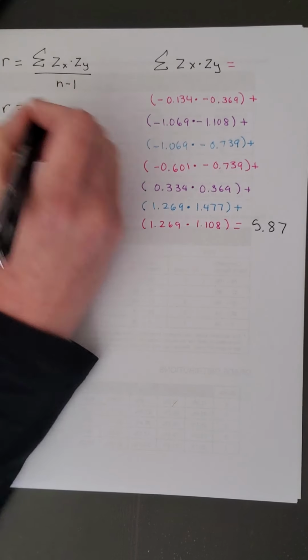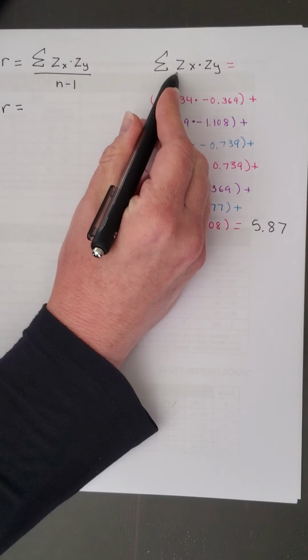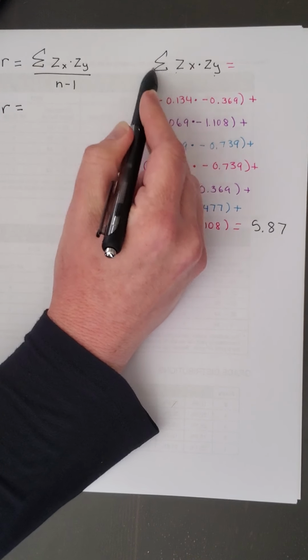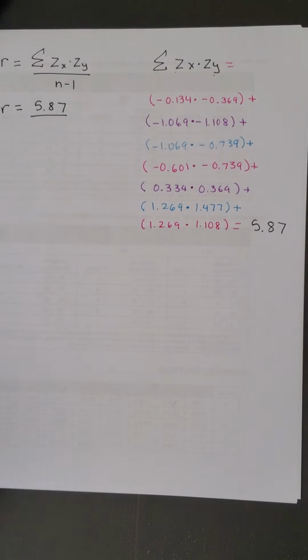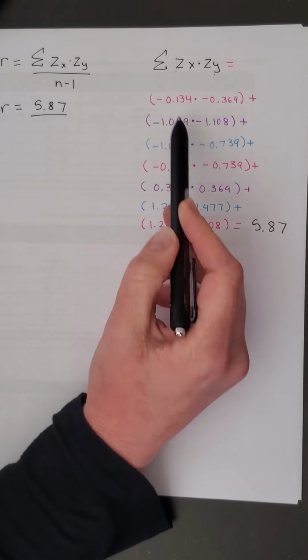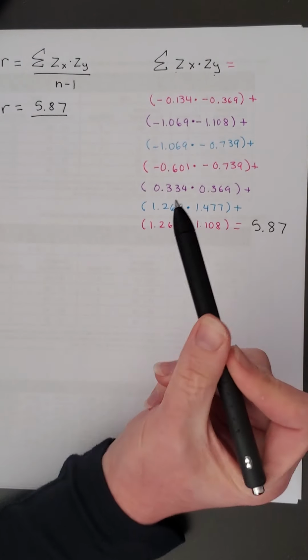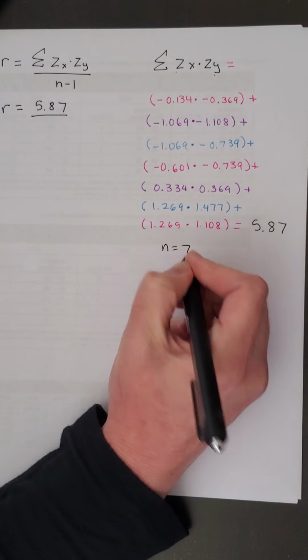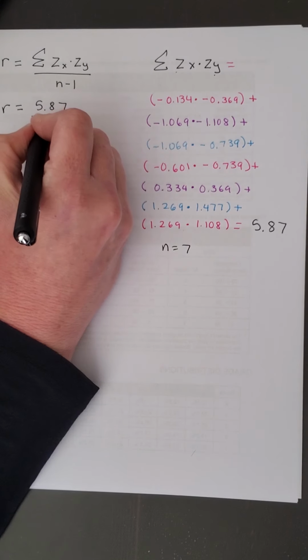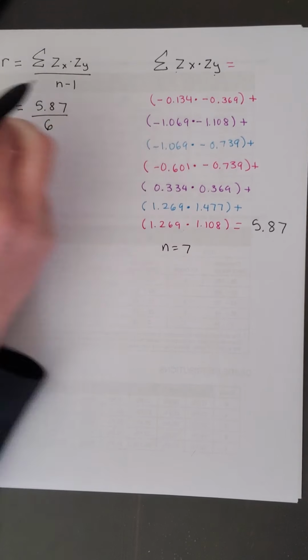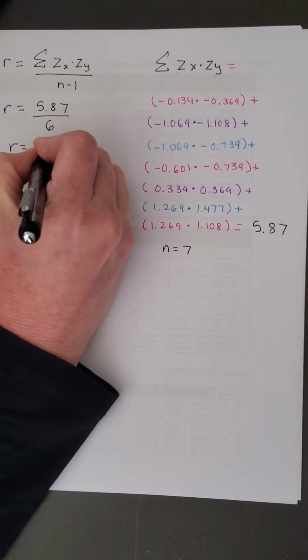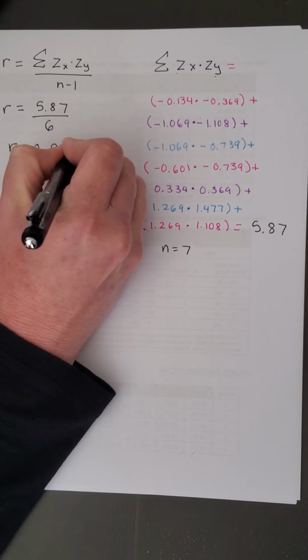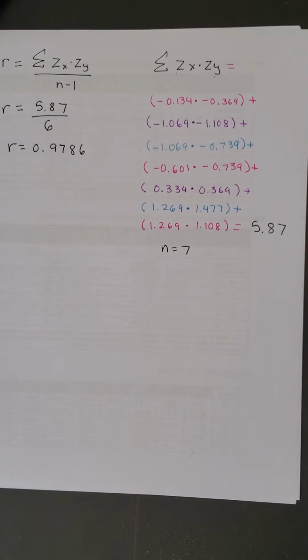So R equals this, right? My Zx, Zy products summed up, which is what I've done, 5.87 divided by n minus 1. N is the number of pairs in the sample. So in this case, we have 1, 2, 3, 4, 5, 6, 7. So n is 7. We had 7 data points. So 7 minus 1, which is 6. And I'm going to divide that value by 6. And I get R equals 0.9786. Now let's talk about what R represents.